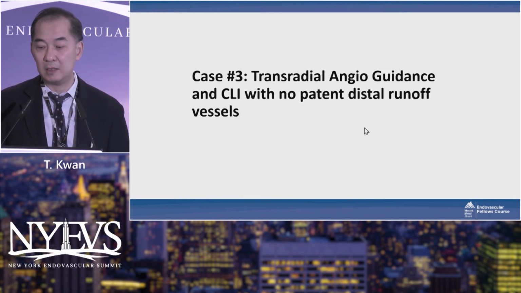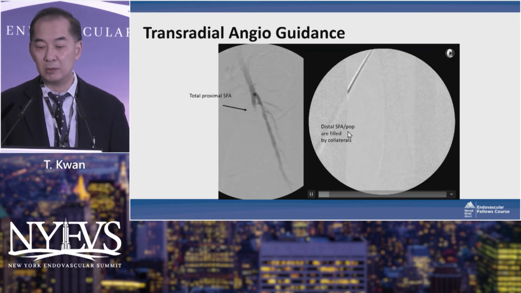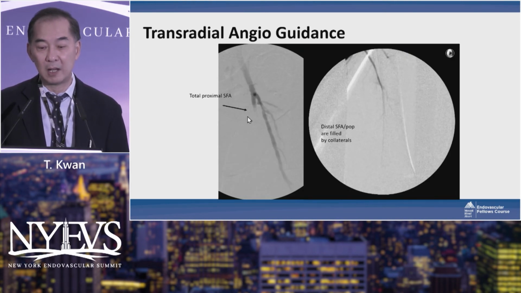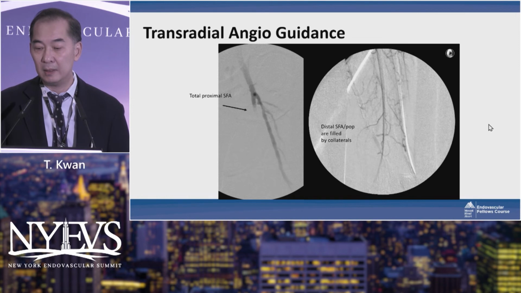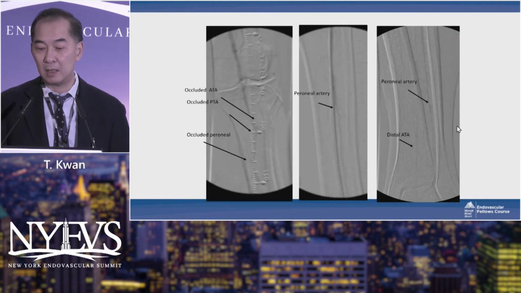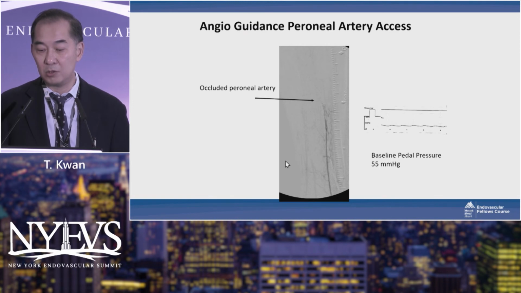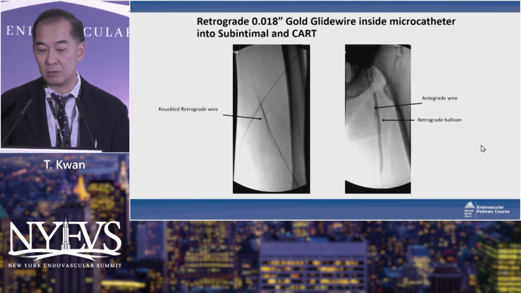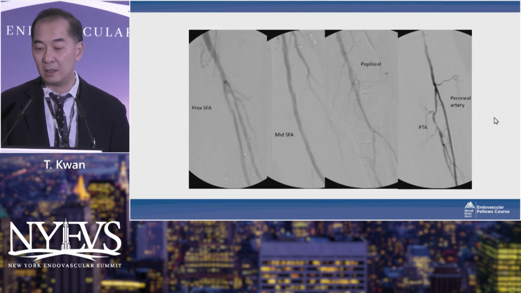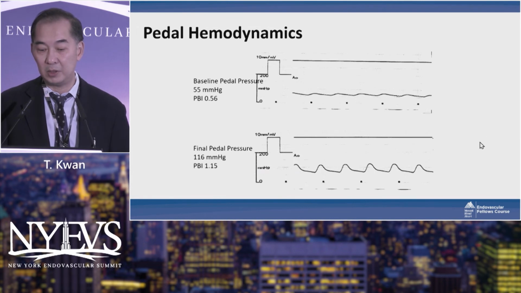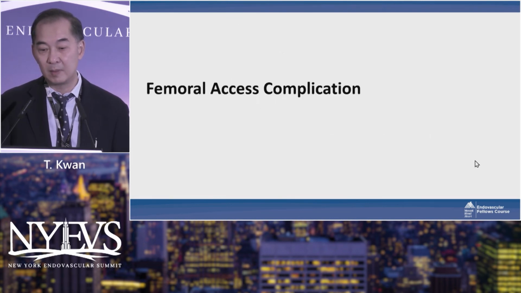Sometimes we don't see any distal runoff at all, and we can do it from the antegrade radial guidance going downward. You can see the arteries are very faint distally, and the peroneal artery is just barely visualized. You can puncture using angiographic guidance, and revascularize using the same CART technique, and the pressure increases.